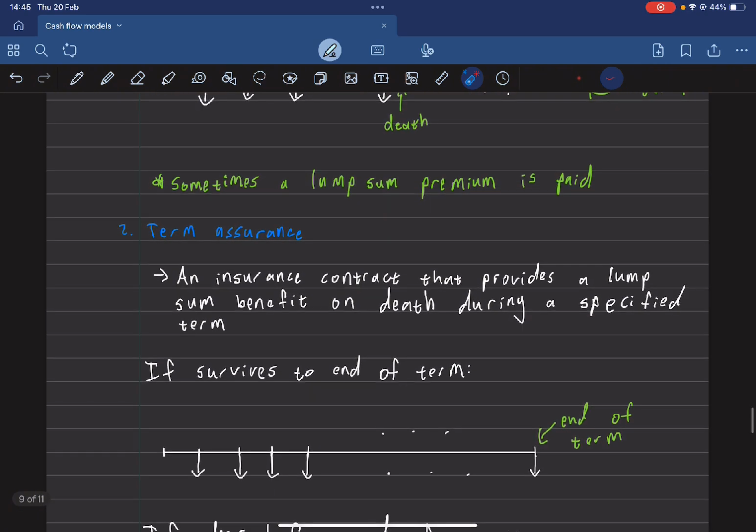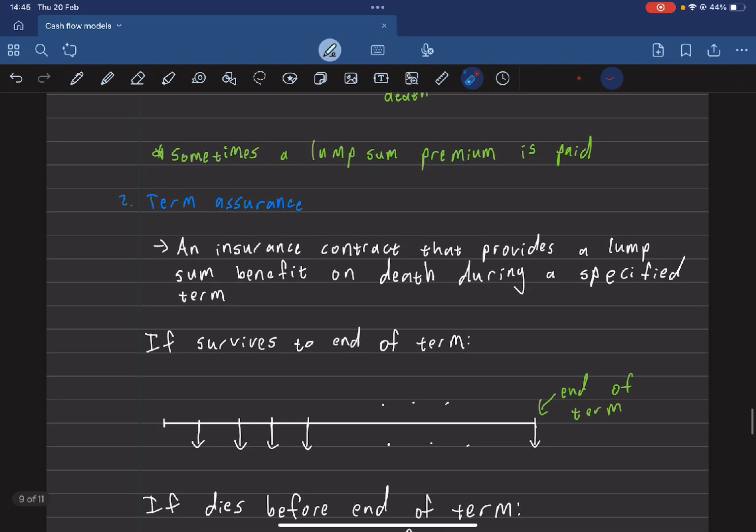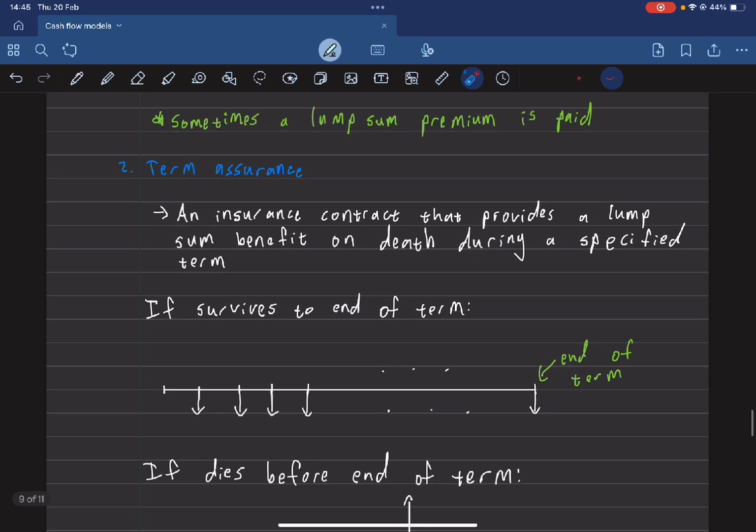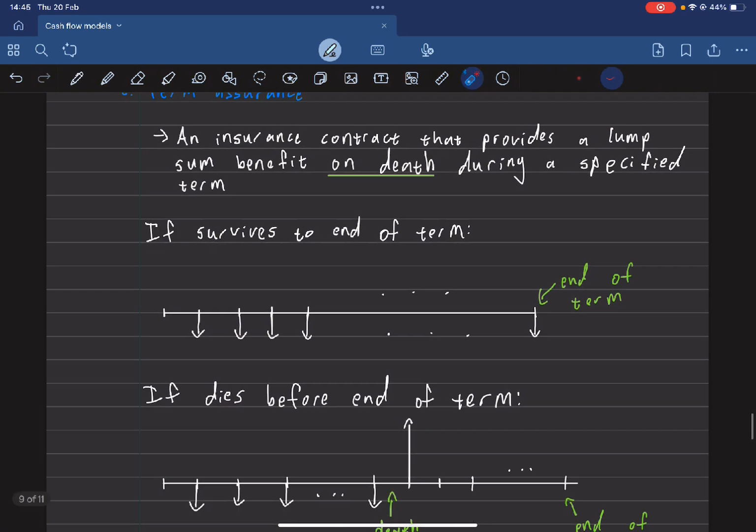Okay, so now let's look at a term assurance. This is an insurance product that provides a lump sum benefit on death. So the previous one was on survival, this one's on death during a specified term. So let's look at the two options.